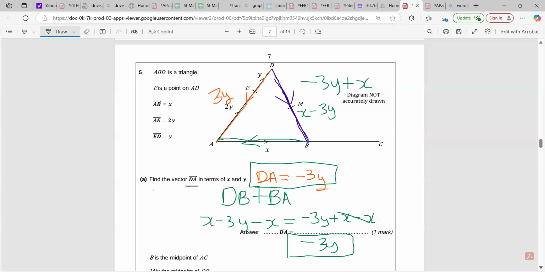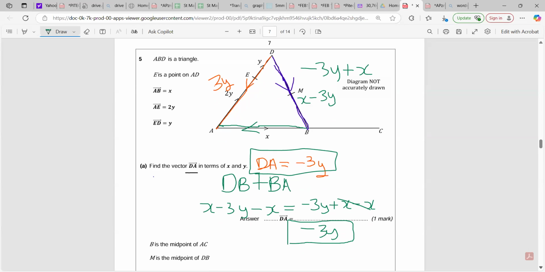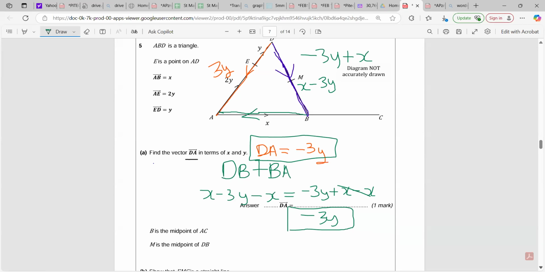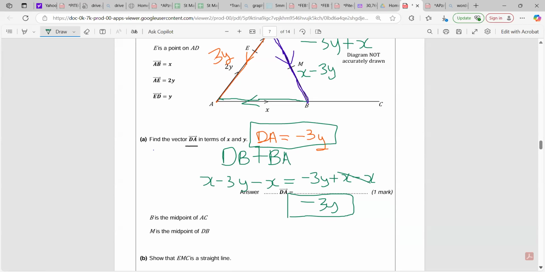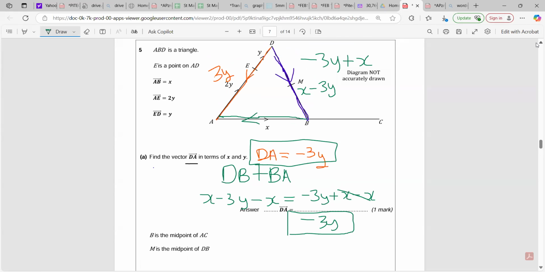And I could look at the next one, but guys, B is the midpoint of AC. M is the midpoint of DB. Show that EMC is a straight line. And it really depends on what I was saying before. We can do it the same way. Alright, so I have to go clear off all of them.